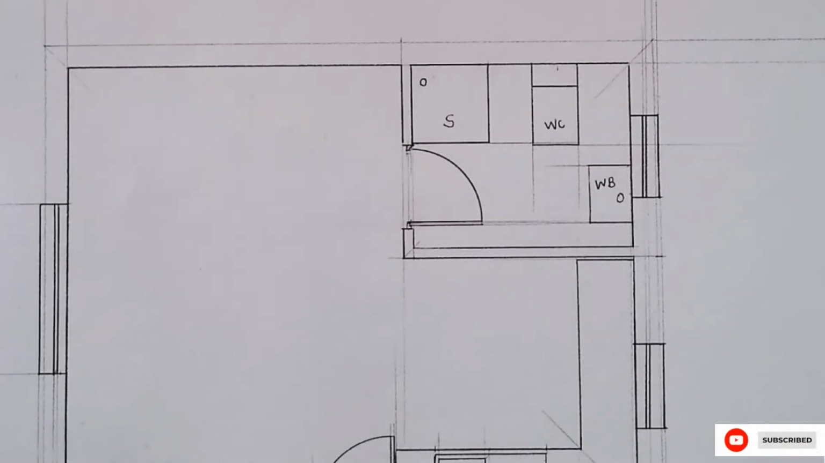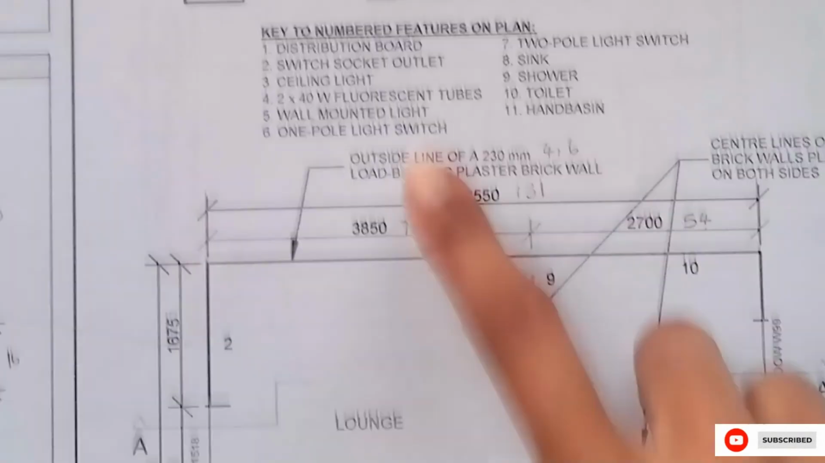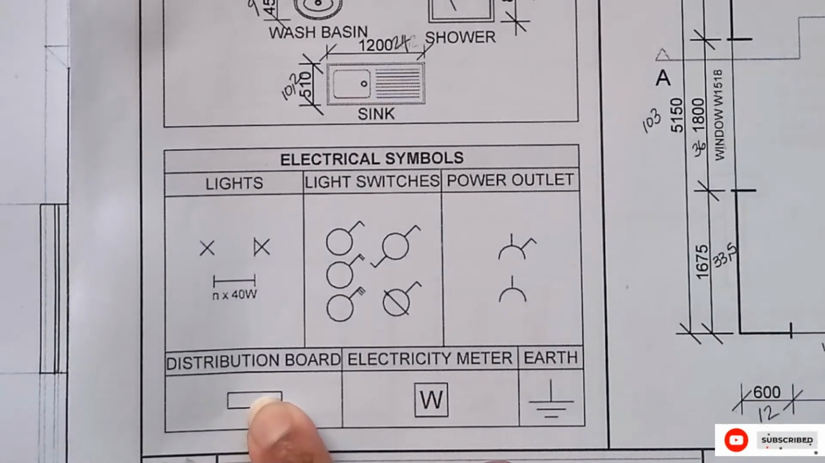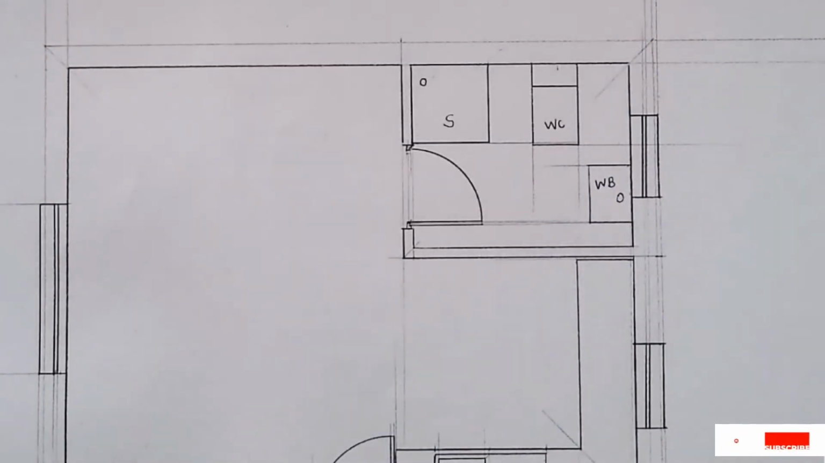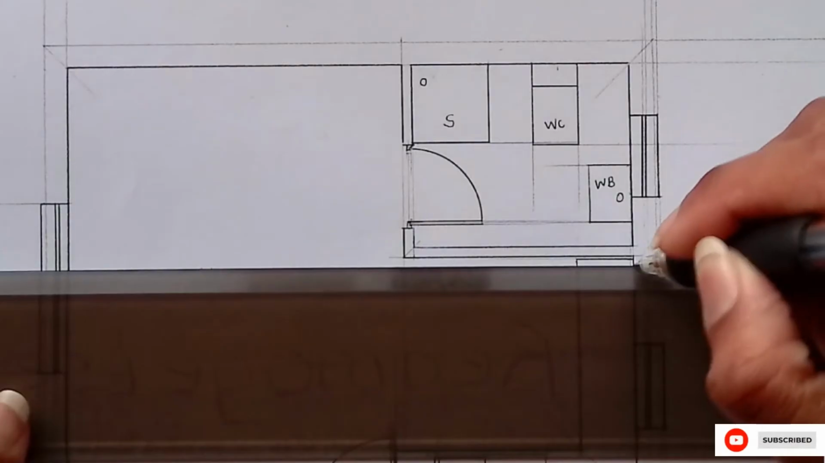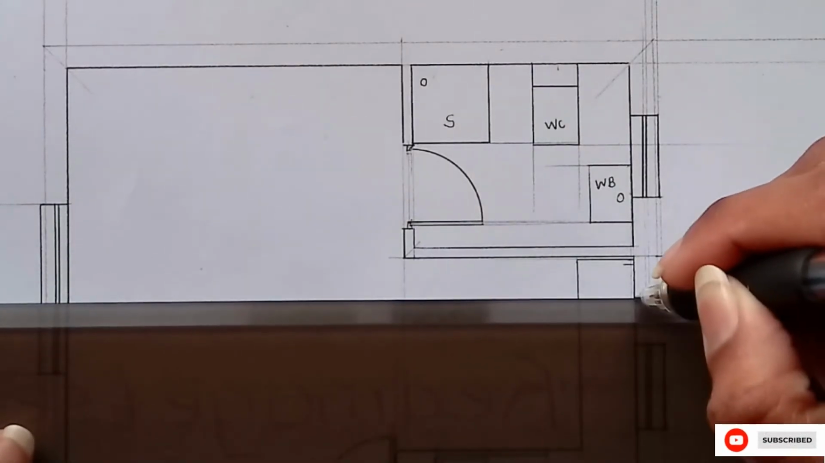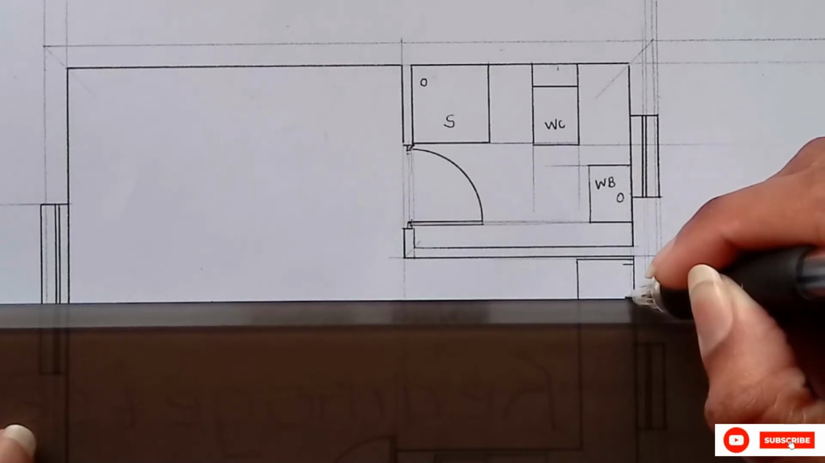Once that is done, we can now add our electrical fitting. So we know there's electrical fittings because of this key here. So here, by 1, we need to add a distribution board. A distribution board looks like this. So we are going to add it here by 1. You just try to be as accurate as possible. It's not too big. It's also not too small.